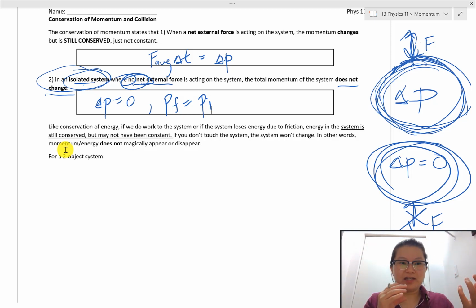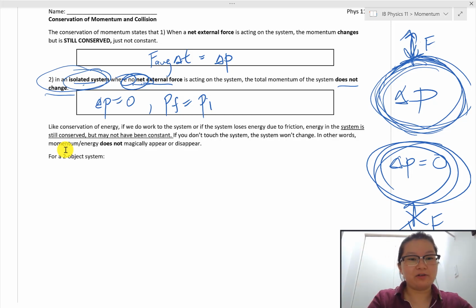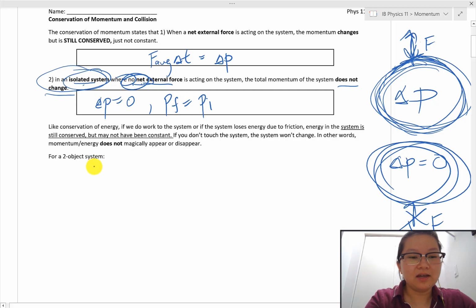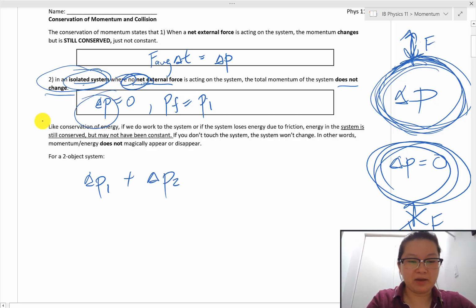So then you can see how the total momentum before and after the collision remains the same. That's something that we are going to model. Let's say for a two-body system, the change in momentum of object 1 plus the change in momentum of object 2 is my total change in momentum. We know that the total change in momentum here is equal to 0, and we're talking about a two-object system here.